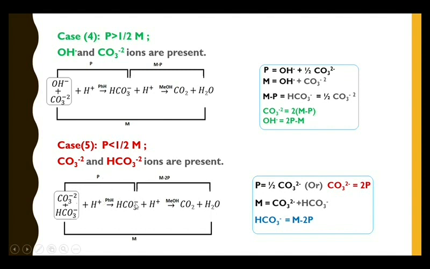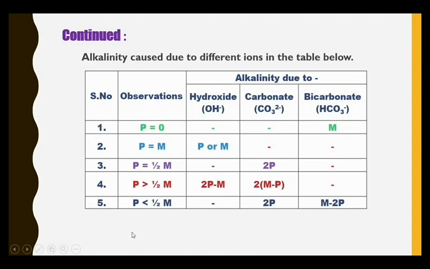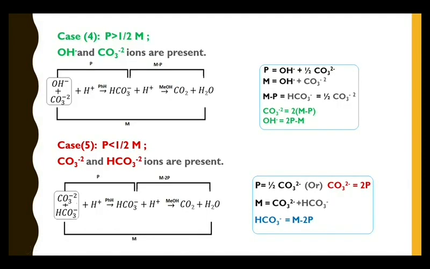At this stage you add methyl orange and continue the titration till it becomes carbon dioxide and water, and you note it as M. Now you have this P equal to half CO₃²⁻. Therefore CO₃²⁻ is equal to 2P, and M is equal to CO₃²⁻ plus HCO₃⁻. Therefore HCO₃⁻ is equal to M − 2P.